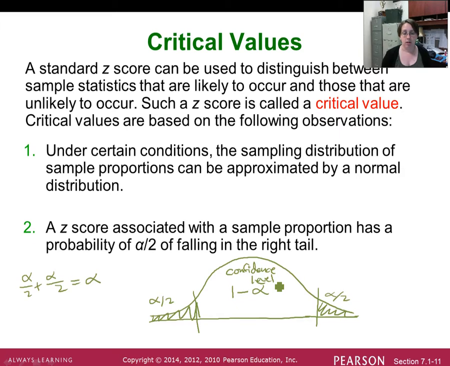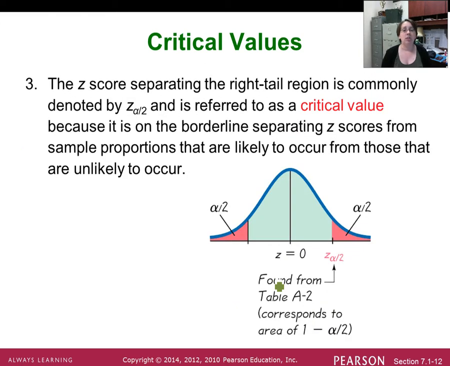Alright, number 3. The z-score separating the right tail region is commonly denoted by z alpha divided by 2. Small change. Instead of just denoting alpha down there on the z, we're now doing alpha divided by 2 because that's what we're interested in. We're interested in the total area alpha divided between the 2 tails. So, 1 tail is what you put at the bottom of the z. When you write a critical value, that number at the bottom of the z is 1 tail's area.